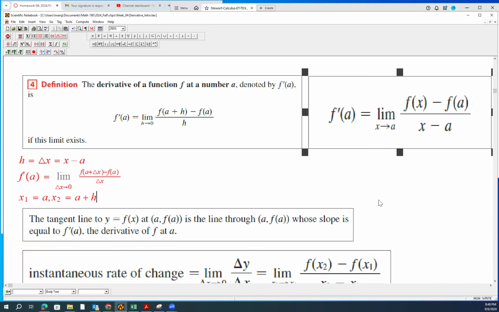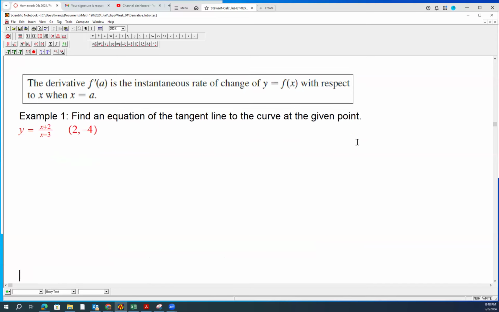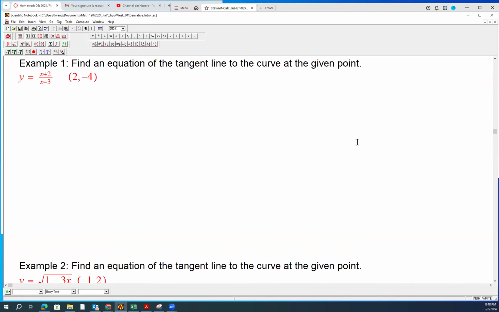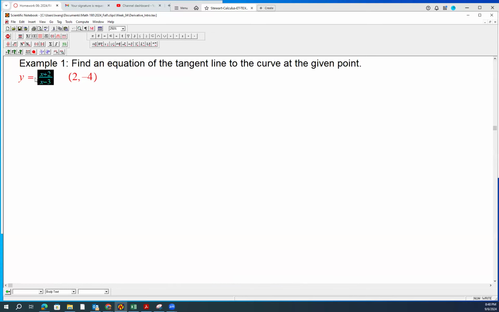So let's see how we apply the definition of derivative. Now we already have the definition of derivative. So next, we're going to see how we can find the equation of the tangent line to a curve at a given point. Okay, so let's look at this first example. First of all, let's look at the curve.